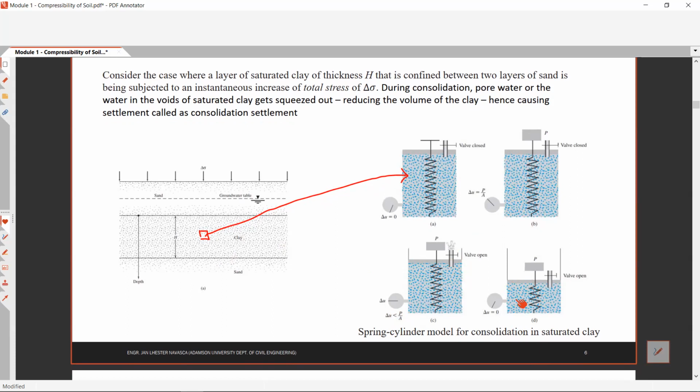So after some time na complete na yung settlement or complete na yung pag-flow ng water dun sa clay, ang mangyayari, since the valve is open, tatapon yung mga water dito. So at complete consolidation settlement, yung delta U is approaching to 0 and nagsettle na siya. So this one, yung length na to or yung distance na to or tinatawag natin na delta H or change in elevation is the consolidation settlement. Okay? So do you have questions for this class?